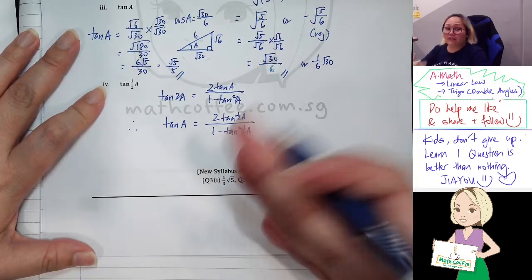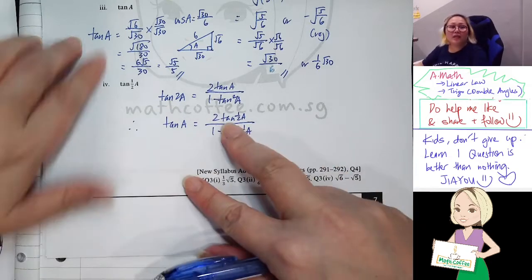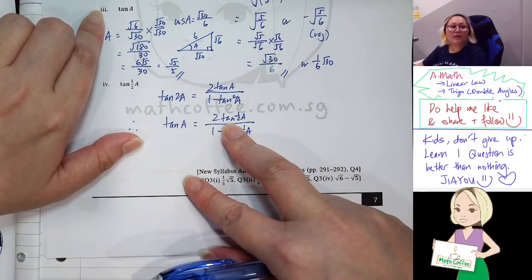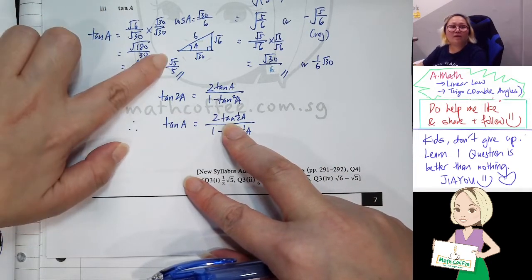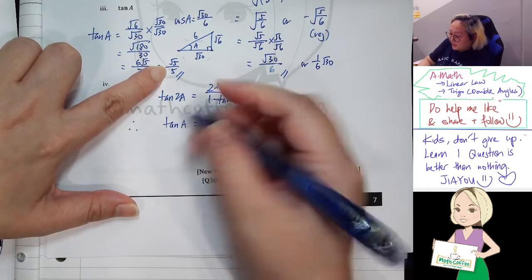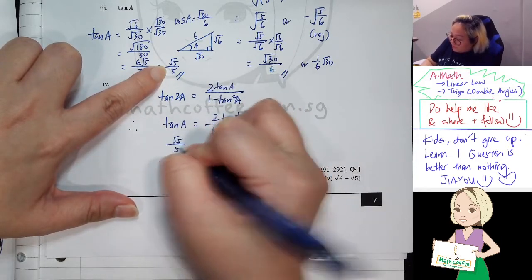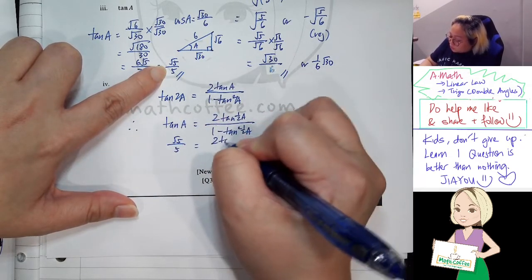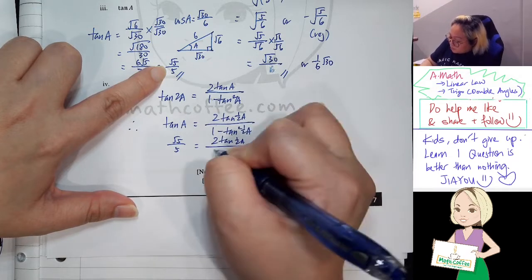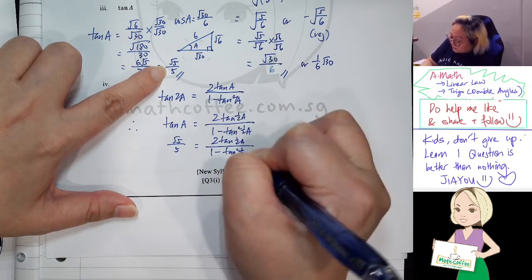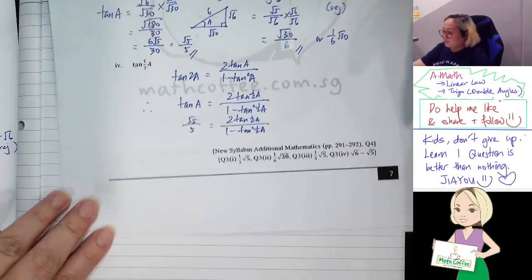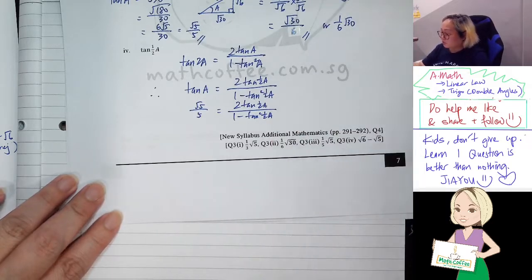So now I have my tangent half A. Because my tangent A in part 3, I already found it, which is square root 5 over 5, just sub it in. So square root 5 over 5 will be equal to 2 tangent half A over 1 minus tangent squared half A. So you may find that it is not so easy to see.